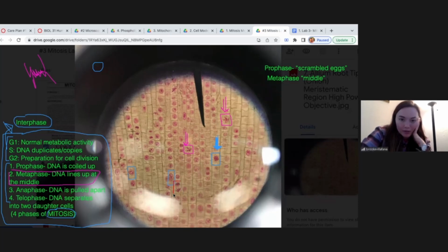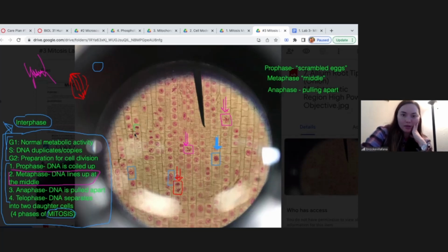So anaphase right here, this is a great example of anaphase. In anaphase, they are pulling apart. Anaphase, pulling apart. Do you guys see that? How they look like they're pulling apart from each other? Yes? Kind of like they're starting to detach on one end, right? But they're kind of like still attached, but they're pulling apart, right? For this one here. Yes?